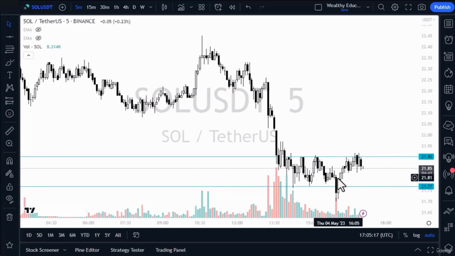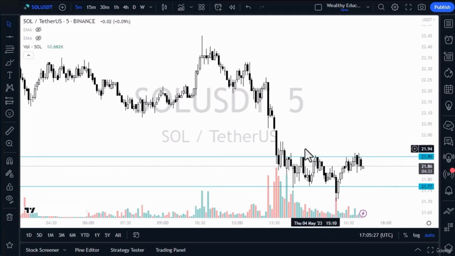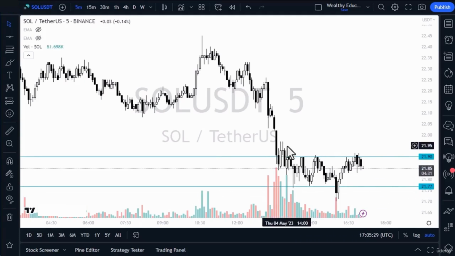Traders probably bailed out, pushed the price back up, and now we're having a fight as to whether or not we short. If you do choose to short it here, bet on price going lower, you would put your stop loss somewhere like over here, just a little bit above, and you aim for this area here.